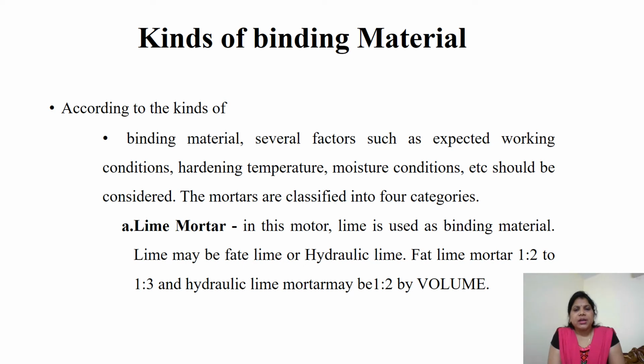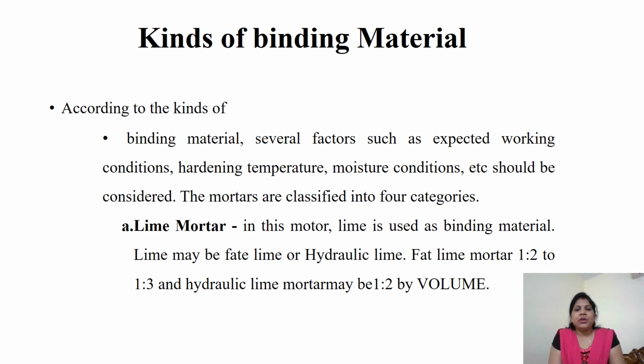In this mortar, lime is used as the binding material. The definition of mortar means one is the binding material, and the other ones are sand and water. So in the case of lime mortar, lime is used as the binding material. The main material is lime, and lime may be fat lime or hydraulic lime. We can use fat lime or hydraulic lime.